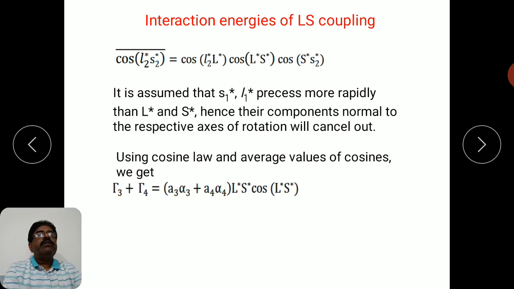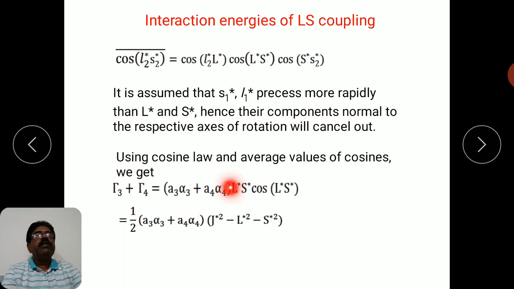Using the cosine law we can further simplify, and we will get by just performing the addition of the two equations for gamma 3 and gamma 4: A3 alpha 3 plus A4 alpha 4 in the first bracket into L star S star cos of L star S star. This can be simplified: if you substitute for L star S star cos of L star S star, that is equal to 1 half J star square minus L star square minus S star square, and this term remains as it is. This is the constant A3 alpha 3 plus A4 alpha 4.